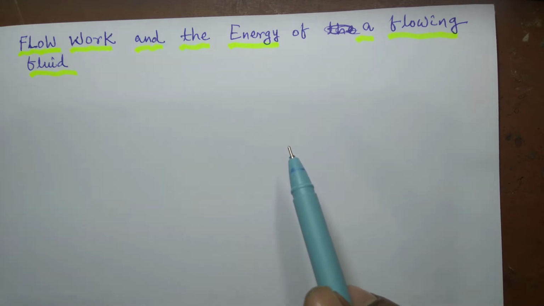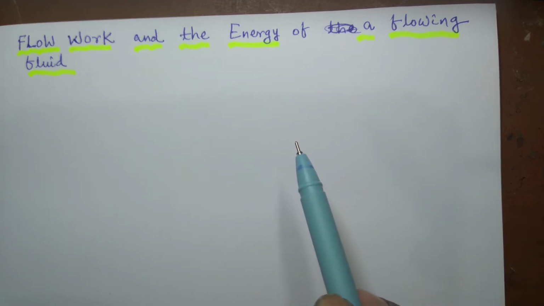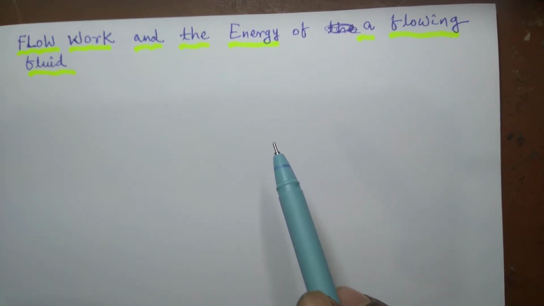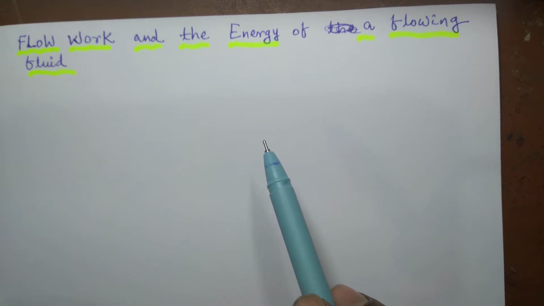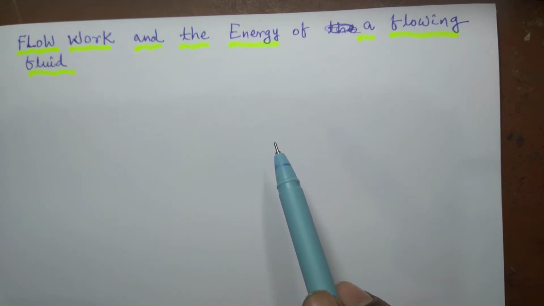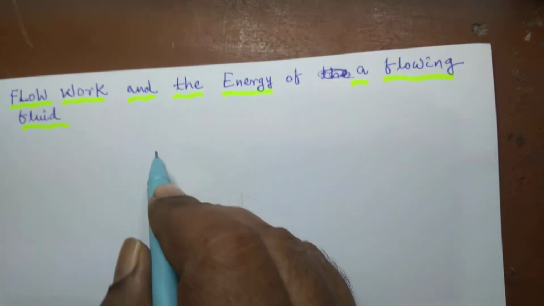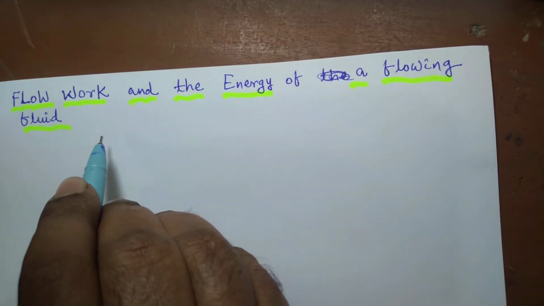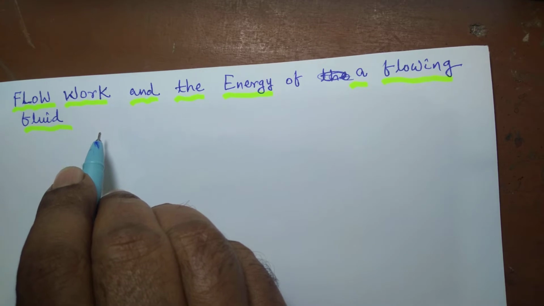So what is actually flow work? It's a type of work. And this happens only in the case of flow processes or open systems, and not for closed or non-flow systems. So that is what we will discuss. Control volume is nothing but an open system. They are the same things. Control volume is the same as an open system, and control mass is the same as a closed system.